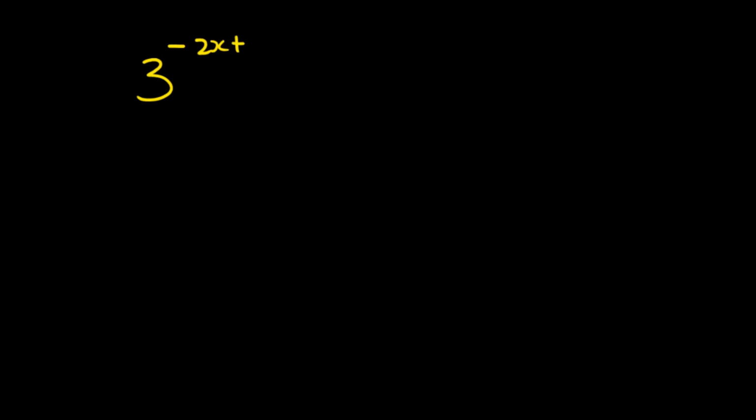Let's simplify another problem. Say we are having 3 to the power of minus 2x plus 1, right? Multiplied by 3 to the power of minus 2x minus 3 is equal to 3 to the power of minus x, like this, right? Saying we're having this problem here and we want to solve for x, right?